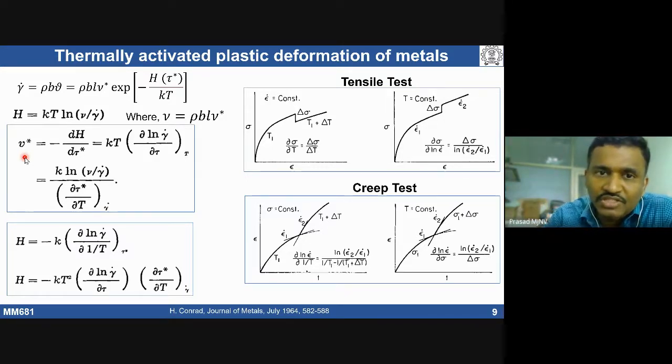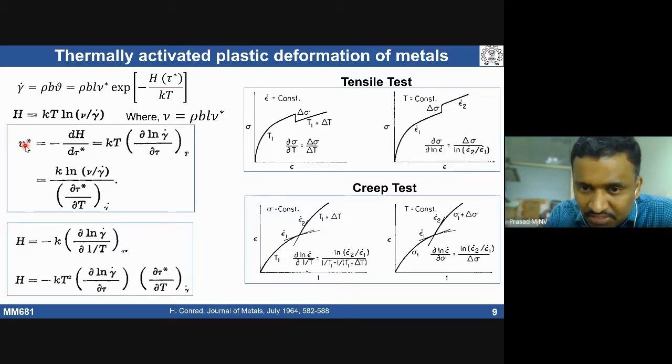Okay. So this is about whatever we discussed about thermal activation. Activation volume: there is another method, also called the stress relaxation experiment, which can also be used to determine the activation volume. So different approaches are available to determine the activation volume of a material when you deform it at particular conditions. Now the next thing, we are going to discuss more about creep deformation.